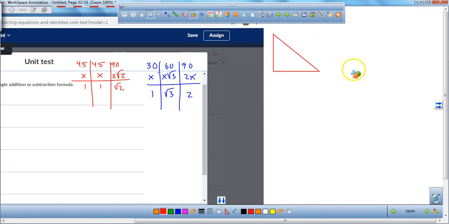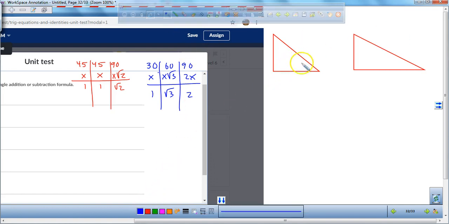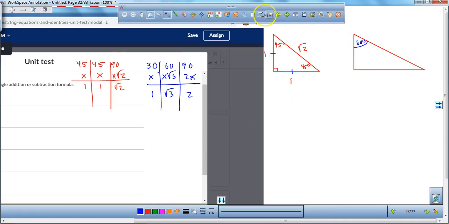So there's the 45, 45, 90. There's the 30, 60, 90. And the 45, 45, 90, also known as the isosceles right triangle. This is a 1, a 1, and a radical 2. And I'll put the 45 degrees there. There's the 45, there's the 90, there's the 45. Here's 60 degrees. It's a horrible 60-degree symbol.